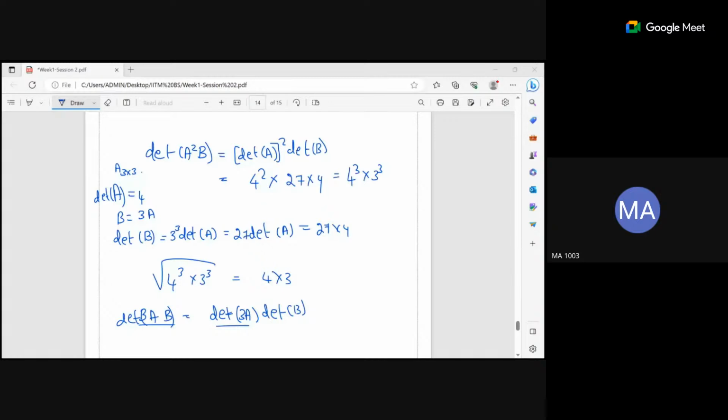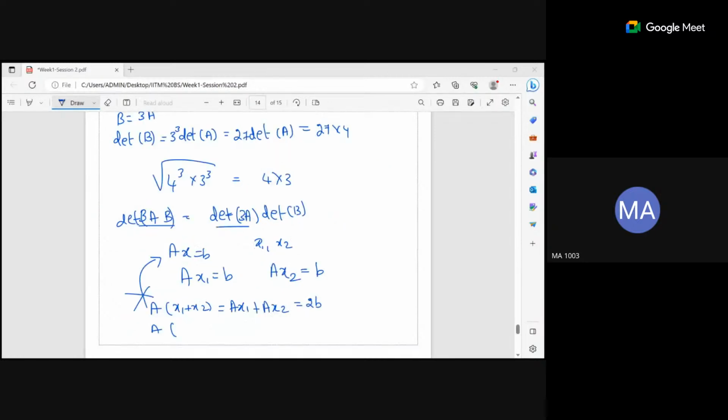Same way, what is the next option you are given? x1 plus x2, Ax equal to 2b. Just now we saw that this is actually satisfying the equation Ax equal to 2b, right? Yes, ma'am. And if you consider A(x1 minus x2), then it is Ax1 minus Ax2. Then you know that it is b minus b, so it is 0. Okay, ma'am. So basically the second and fourth options will be true. Second and fourth, yeah.